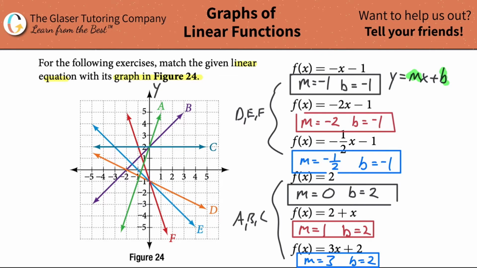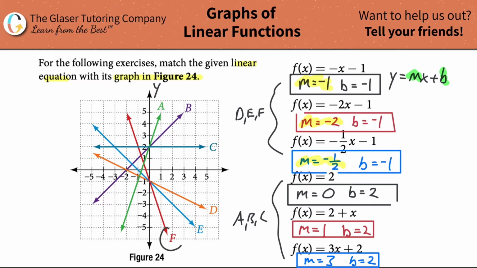Now what differentiates these groups of 3 is going to be the slope, right? The slope here is -1, the slope here is -2, the slope here is -1/2. So let's take a look at D, E, and F. Which slope would you say is the steepest? If I asked you which slope here, the orange, the blue, or the red, which slope is the steepest?